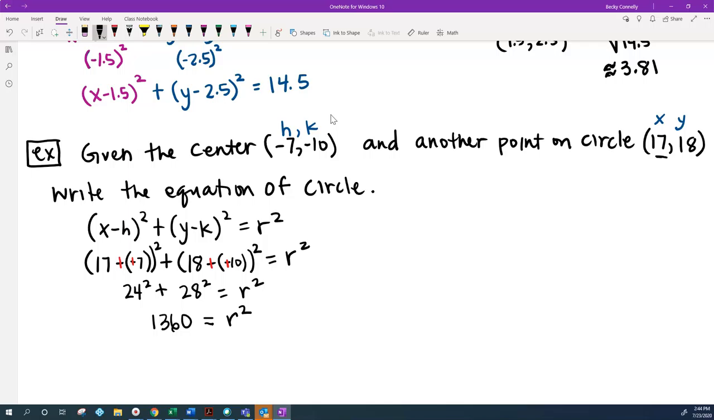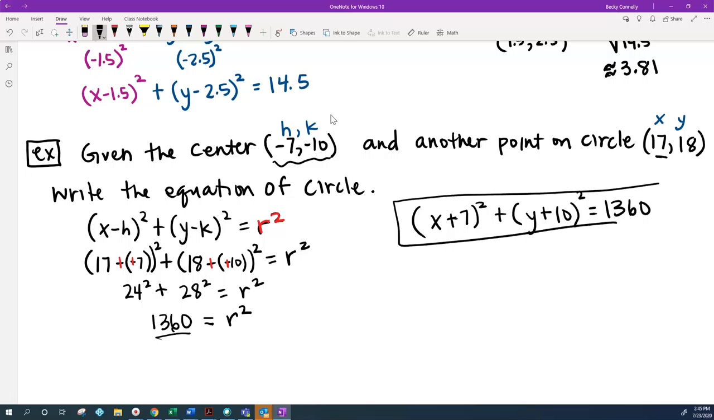Now, you could go and find R, but remember that when you're writing this equation of a circle anyway, you're looking for R squared. So you don't really need to take the square root of this, because then in the end you're going to have to square it again, which is going to get you back to that 1360. Okay, so now to write the equation, we're going to use our center. So X plus 7 all squared plus Y plus 10 all squared equals 1360. And so that is your equation of a circle.